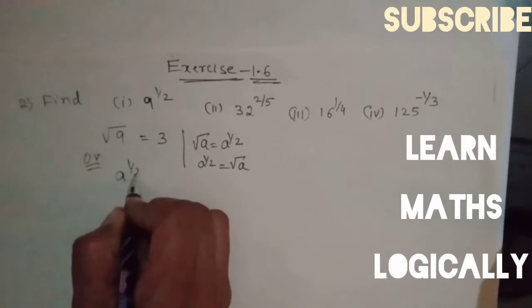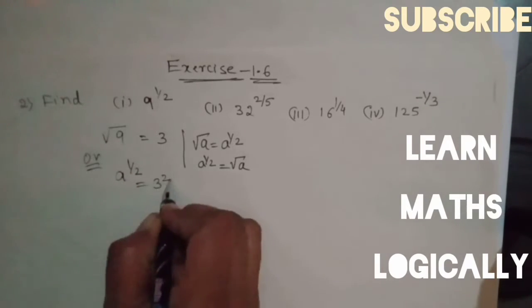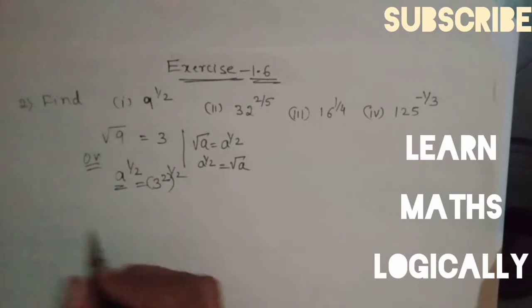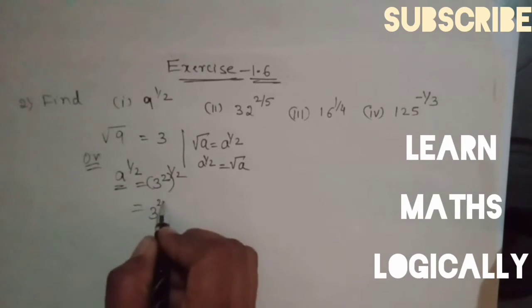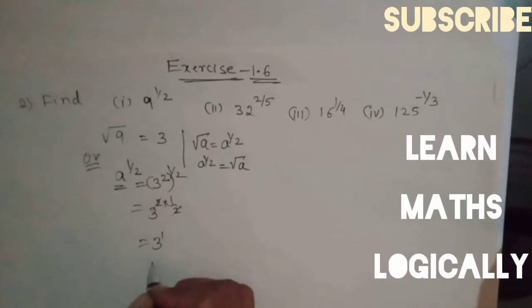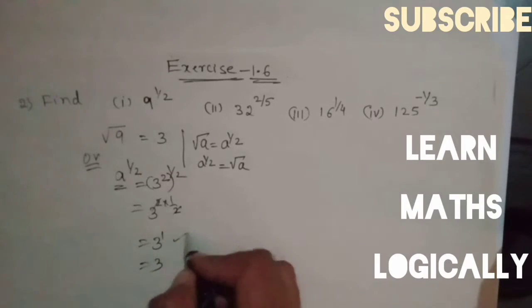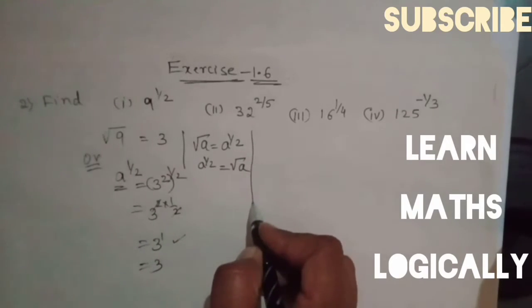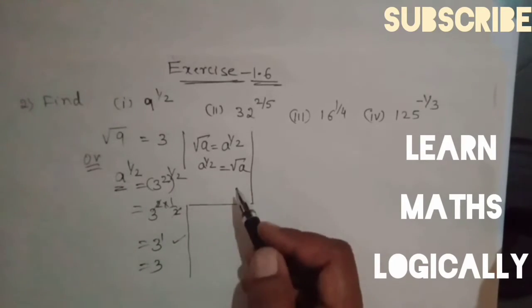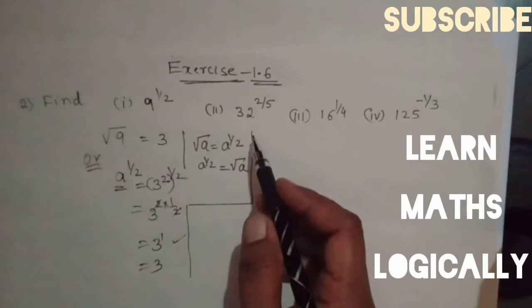9 raised to 1 by 2 is equal to 9 written as 3 square, and this raised to 1 by 2. Okay, this is equal to 3 raised to 2 into 1 by 2. This 2 and 2 get cancelled. 3 raised to 1, which is equal to 3. Okay, you are going to follow this because these problems are given for that. The lesson or the concept is using the laws of indices. So you are doing those things.